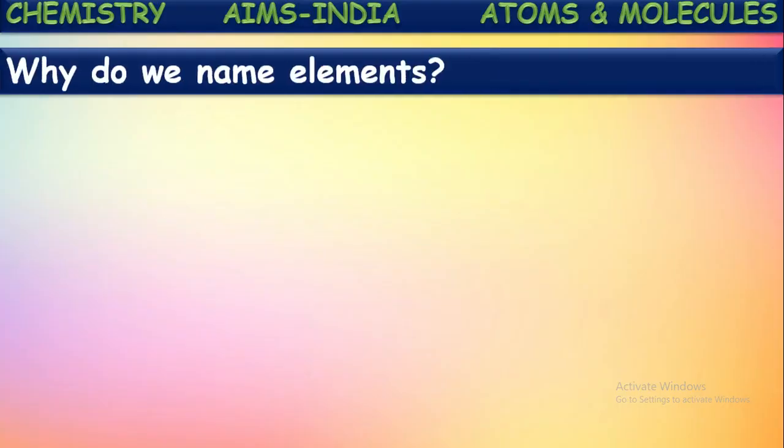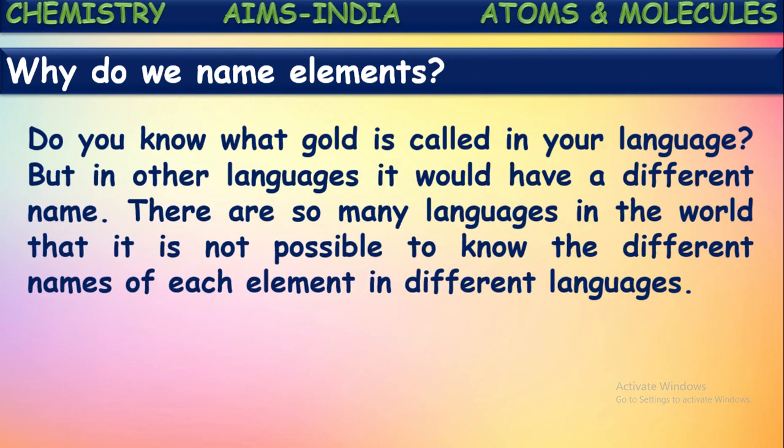Before that, let us see why we name elements. What is the purpose of giving fixed names for the elements? Do you know what gold is called in your language? If your language is Telugu, it is called Bangaram, isn't it? And if it is Hindi, it is called Swarna. If it is Tamil, it is called Tangam. In other languages, it would have a different name. In each language, this is having different names.